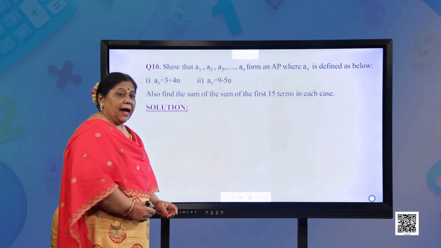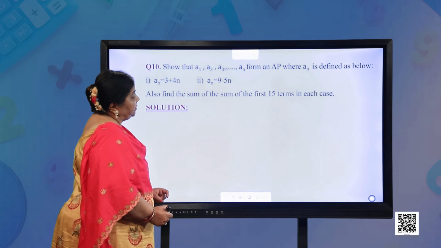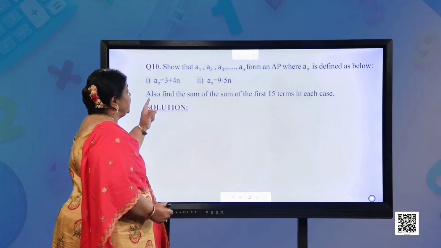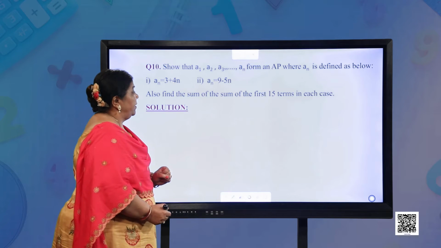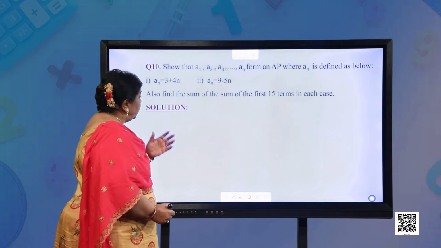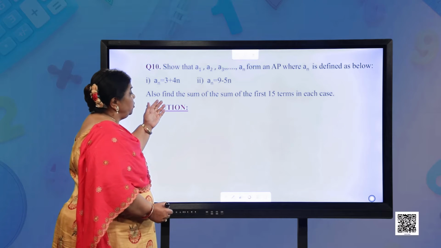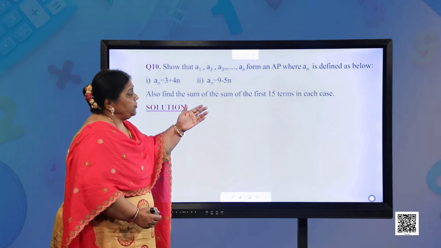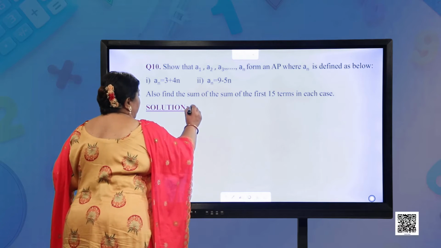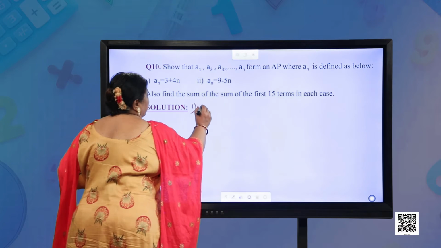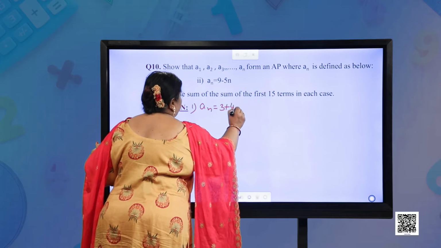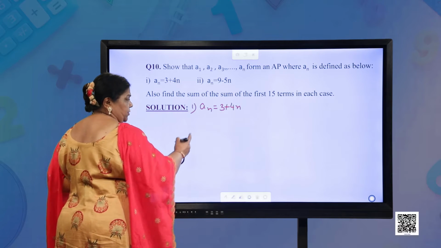We have to show that A1, A2, A3, An form an AP where An is defined as An is equal to 3 plus 4n. There is one more part in this, An is equal to 9 minus 5n. In both the questions, we need to find the sum of the first 15 terms in each case. Okay. So, let us take the first part, An is equal to 3 plus 4n.